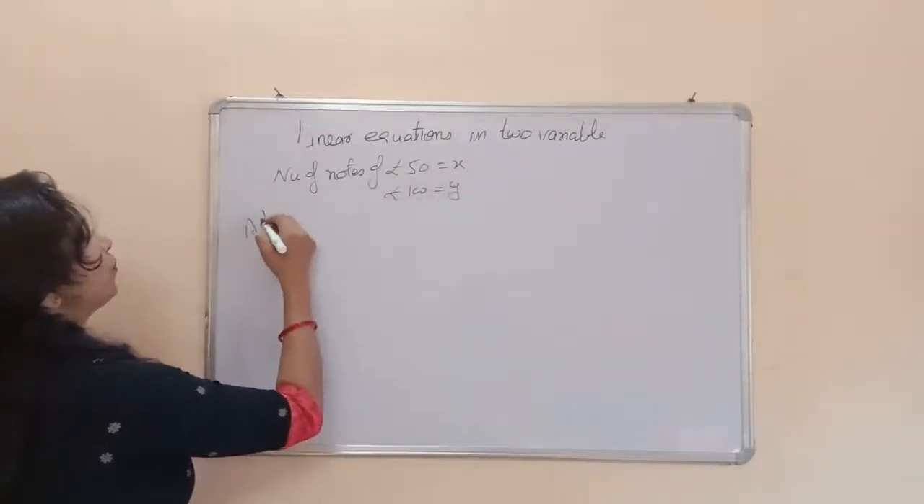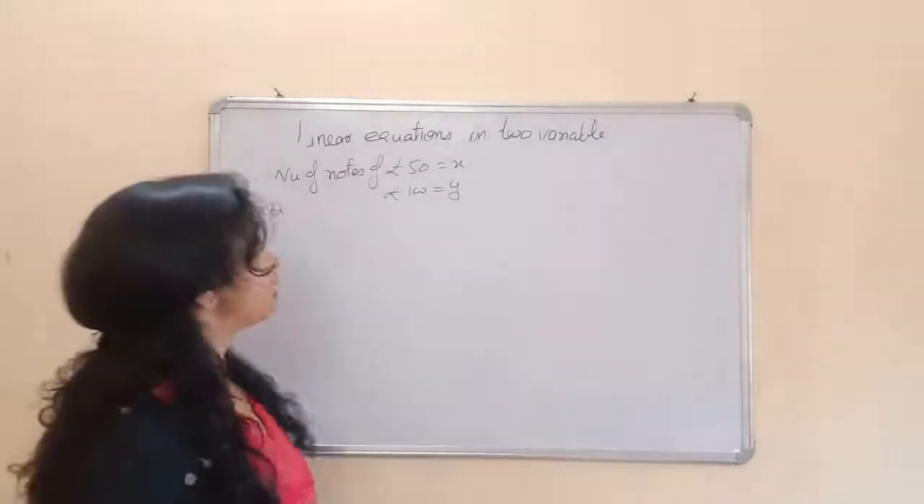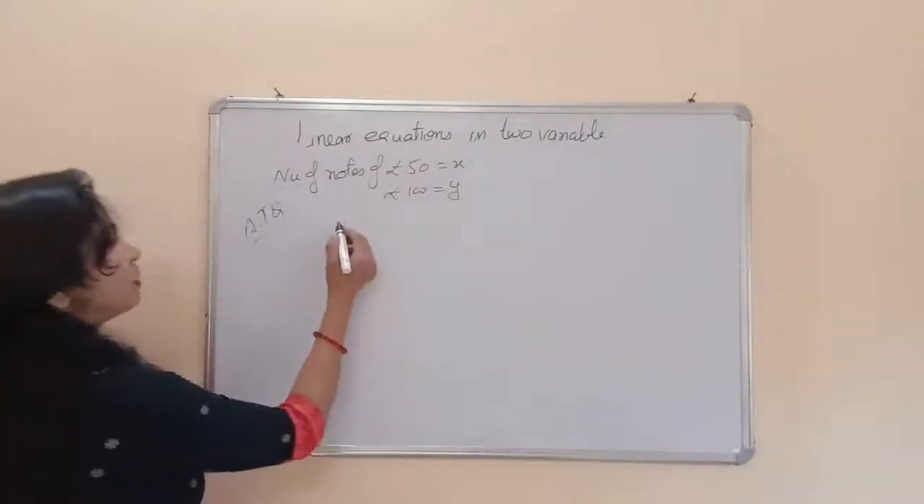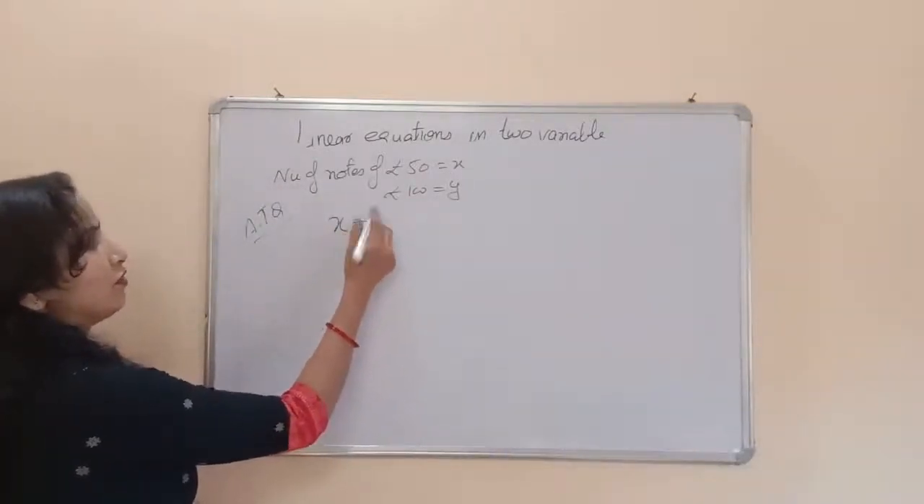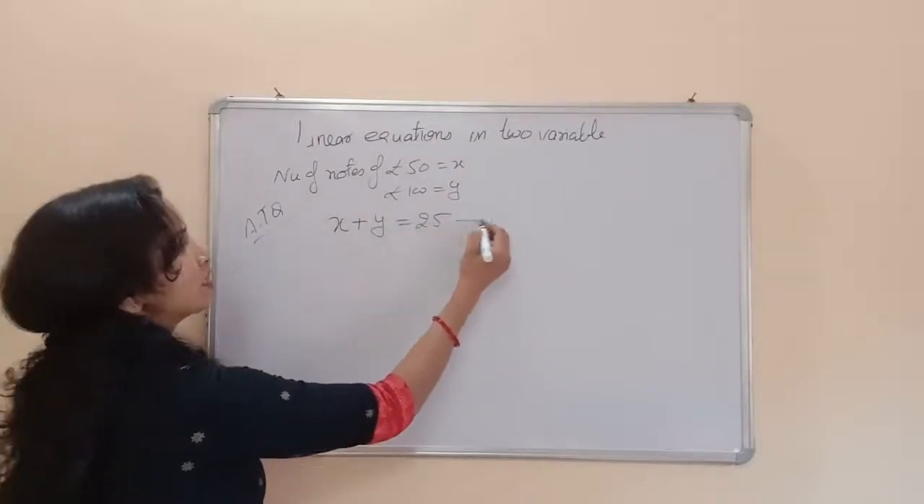So according to the question, the total number of notes is 25. It means x plus y. The total number of notes is 25. It means the number of notes of 50 and the number of notes of 100 is equal to 25. This is the first equation, a very easy equation.